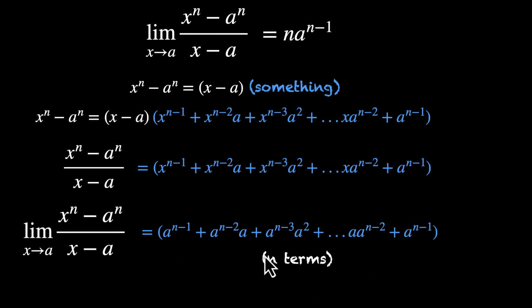And all of these terms have the power of a that's n-1. Here we have n-1. Here we have n-2 plus 1, that's n-1. Here we have n-3 plus 2, that's again n-1. So all these terms are same. We have n terms, and each of them is equal to a^(n-1). So what's the answer? Summing all of this up, we get n times a^(n-1). So when x approaches a, (x^n - a^n) / (x - a) approaches n times a^(n-1).